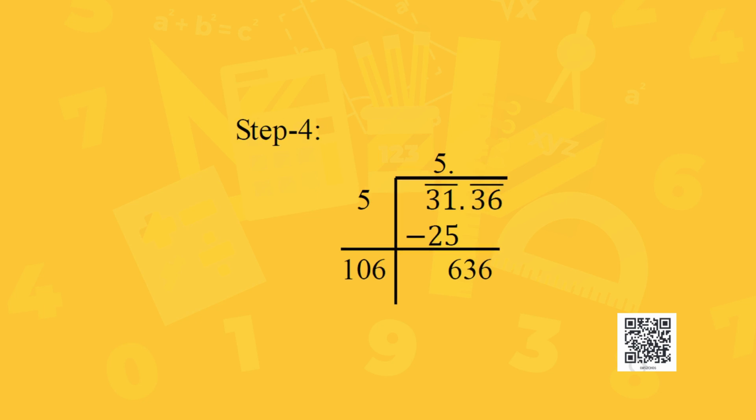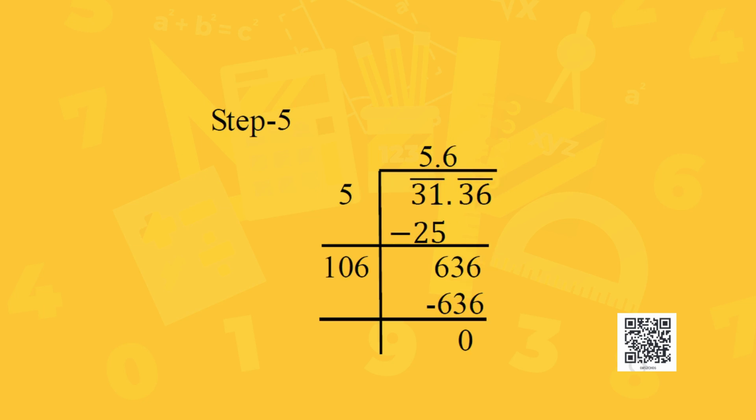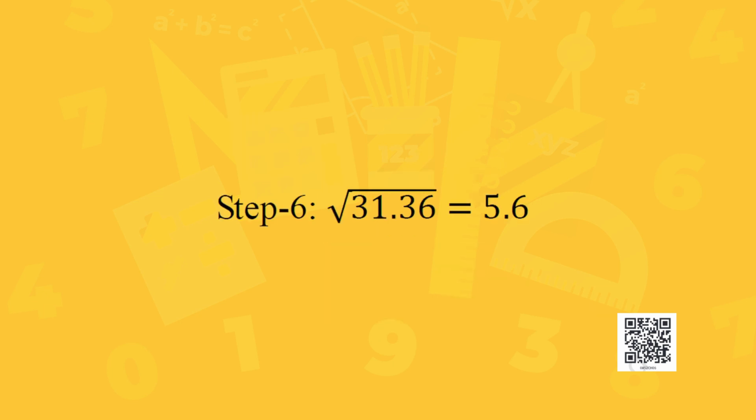In step 4, since we have brought down 36, which is a decimal part, we put a decimal point in the quotient. As step 5, let's try to find the number which has to be filled in the blank, so that we get a number nearer to the new remainder. We know that 106 times 6 is equal to 636, which leaves the remainder as 0. Finally, as step 6, since there are no other numbers left and our remainder is 0, the square root of 31.36 is equal to 5.6.